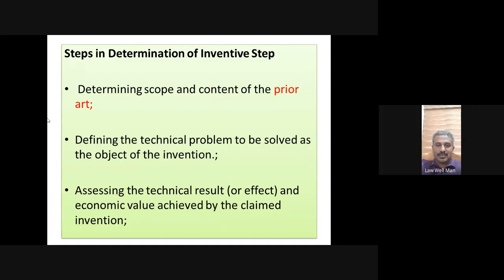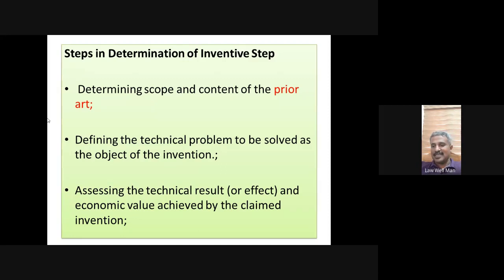So this is something like common sense. The court will have to go to the present technology. Prior art, we call it technically in the patent law sense. And then define the technical problem to be solved as the object of the invention. So what was the problem faced by the persons in the present state of affairs? The present technology was lacking in certain things. So what was the technical problem? The prior art, or the present art, had not complied with it.